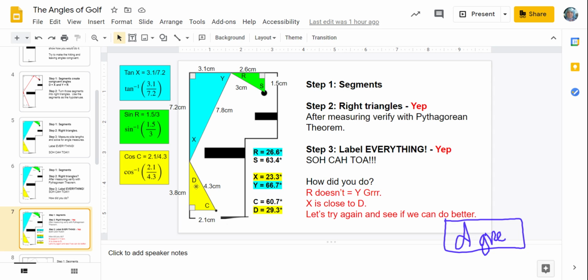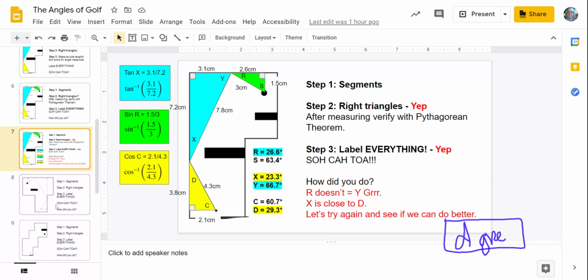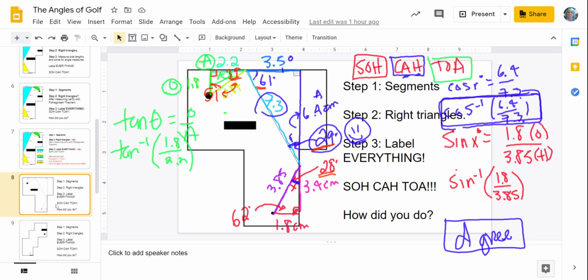The X and the D should be the same, but they're not. They're close. My estimation was almost there, but the Y and the R are definitely not the same. So this is not the real trajectory of my golf ball. This is not how it would hit, right? But it's close enough. So what we want to do is, I thought I erased all of that stuff.